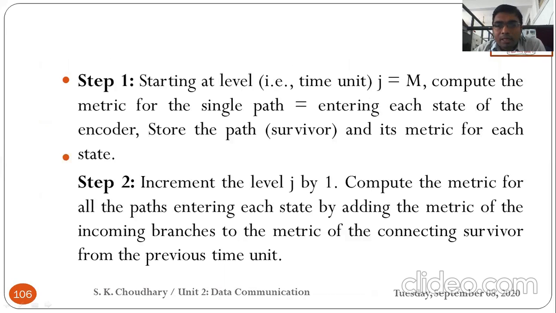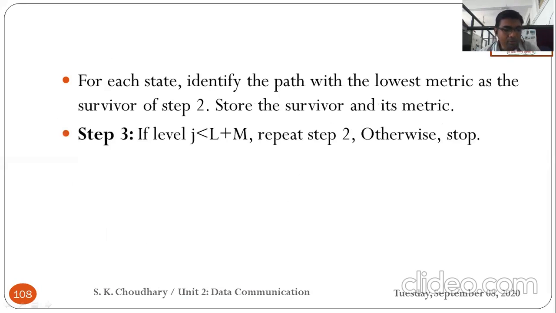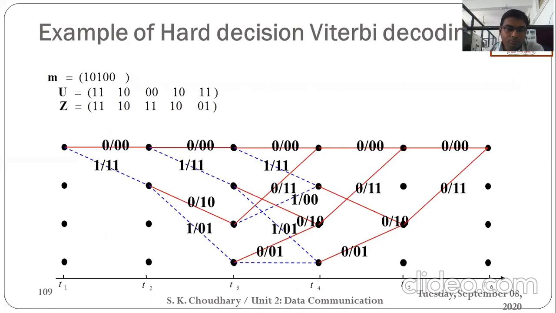So we start today with Viterbi decoding by using these 3 steps. That is, we start with the level j equal to m, compute the metric for the single path entering each state of the encoder, and store the path and its metric for each state.